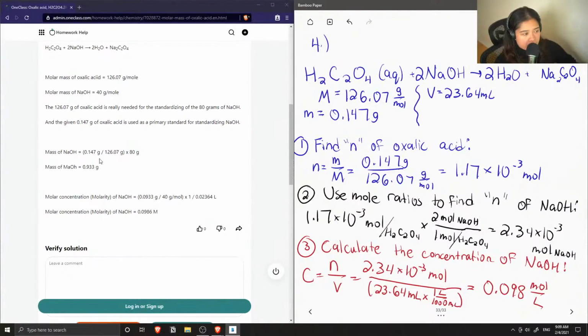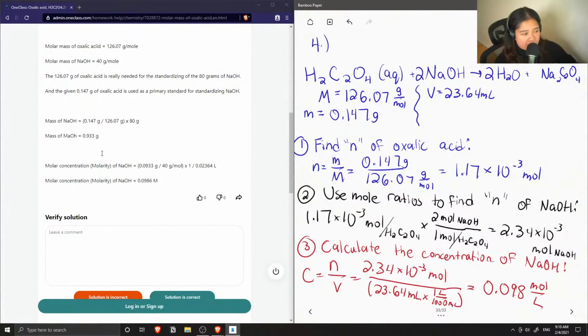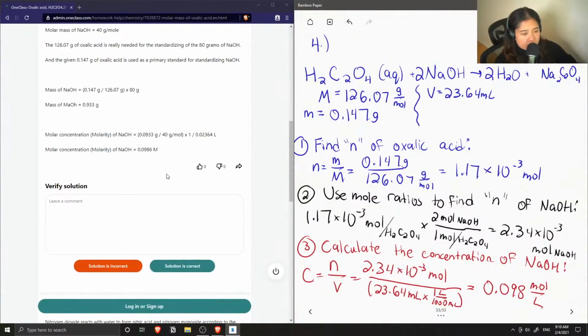So they did a ratio where 0.147 divided by 126.07, so this is number of moles, or the mass of oxalic acid divided by its molar mass, and then they multiplied by 80 grams, which is the molar mass of sodium hydroxide multiplied by 2 to get 0.933 grams. And then for molarity, they divided that by the molar mass of sodium hydroxide, and then divided by the liters to also get 0.098.